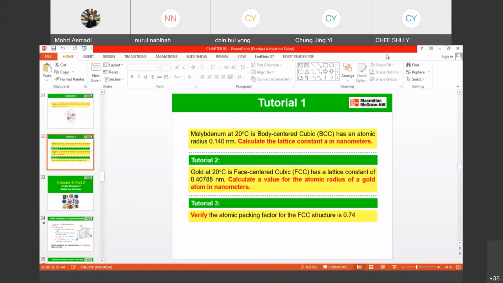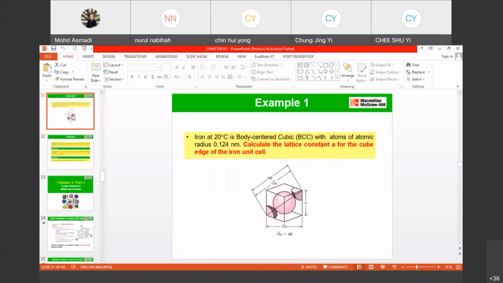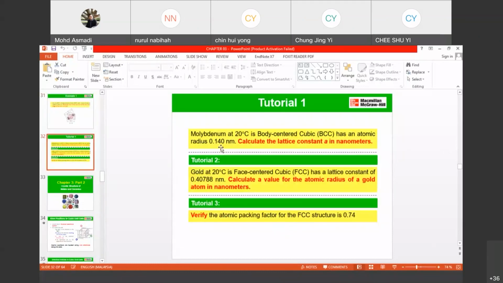What is the answer? Just substitute just now. What is the value of the previous one? Iron, right? Just using this one, 0.140. What's the answer? And similarly, also please do it for the gold. 0.40788, and verify the atomic packing factor is 0.74 for the FCC.